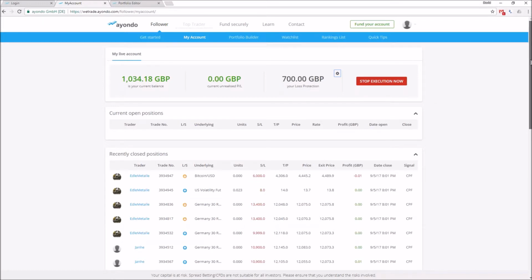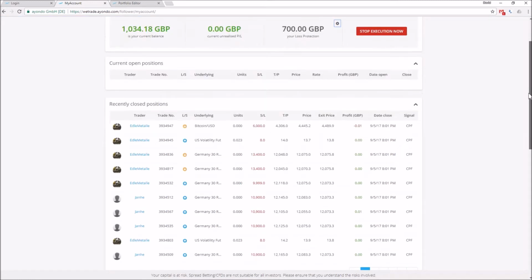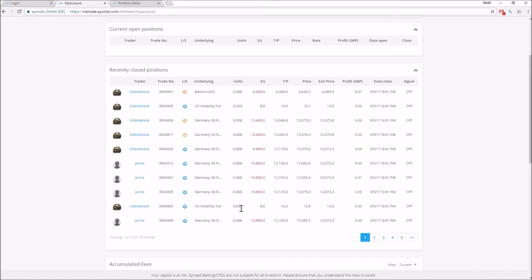Before we have a look at the other bit of the platform, the Trade Hub part of the platform, let's just look at some of these trades that have been closed out when I stopped the execution. They really are tiny, because I'm following these guys in tiny size. Let's try and find something. US volatility future. The size was 0.023. So it's about just over 2p a point, because I've dialed the risk right down. So on my account, with some of the trades I'm following, they really are tiny trades.